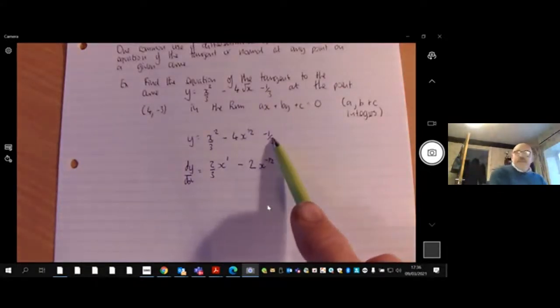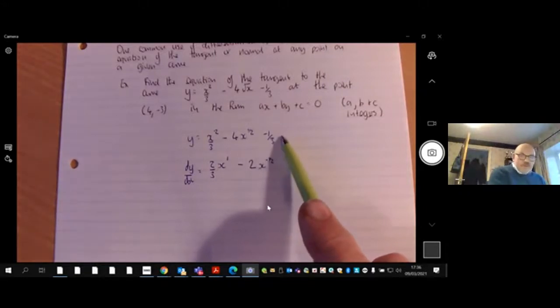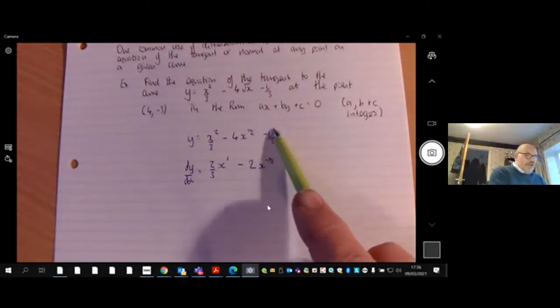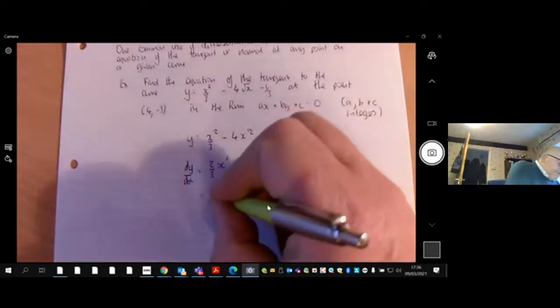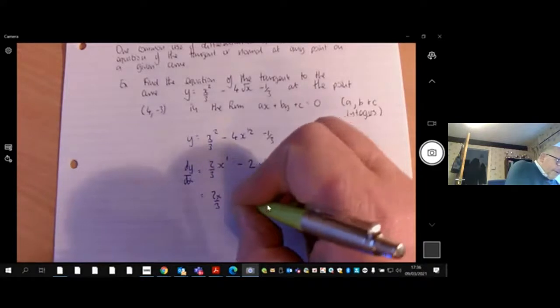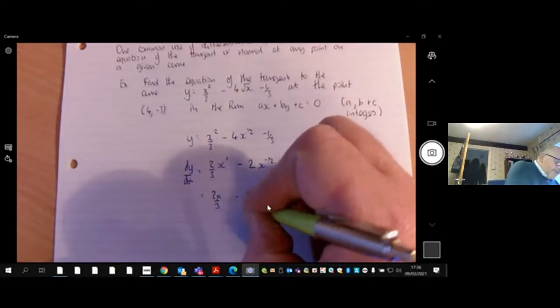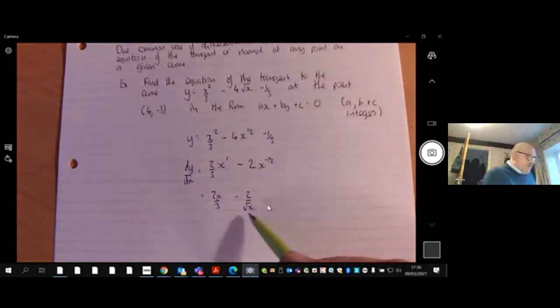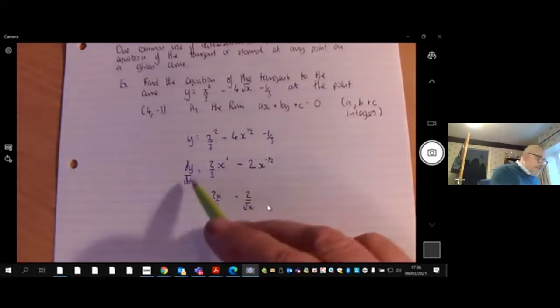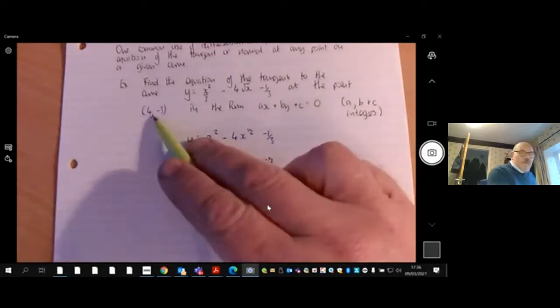And the 1/3 is 1/3 x to the power of 0. So any constant there will disappear. The constant will always go when you differentiate. So that gives me 2x over 3 minus 2 over root x. Now I always tend to, because I'm not very good at maths and I'm prone to make mistakes, want to put that into a root form. Now that's the gradient at any point on that curve, but I know what my point is.